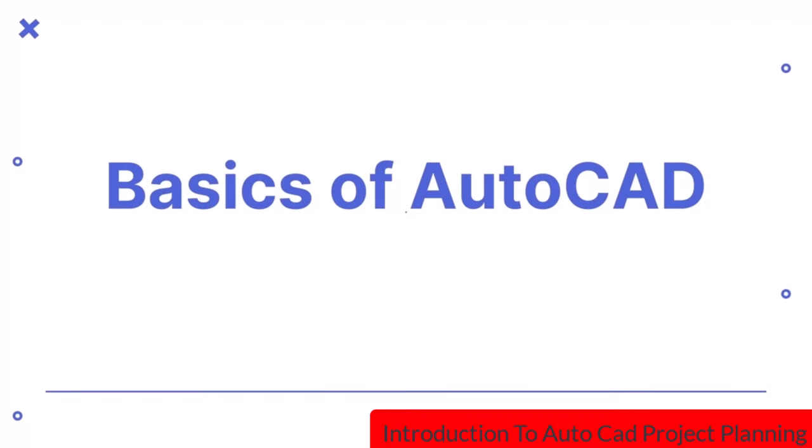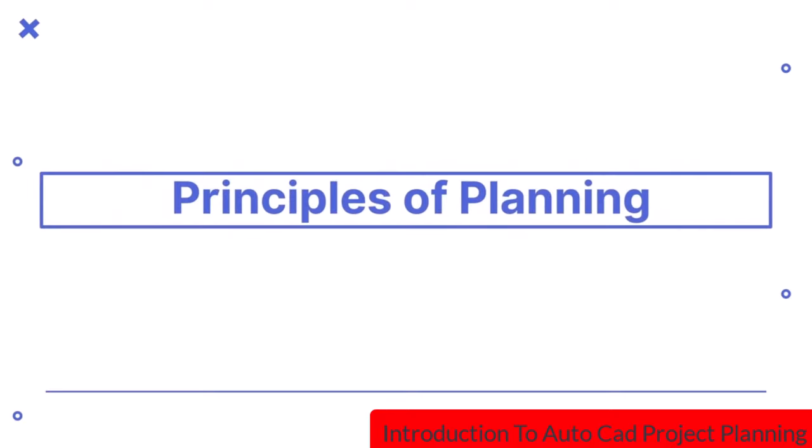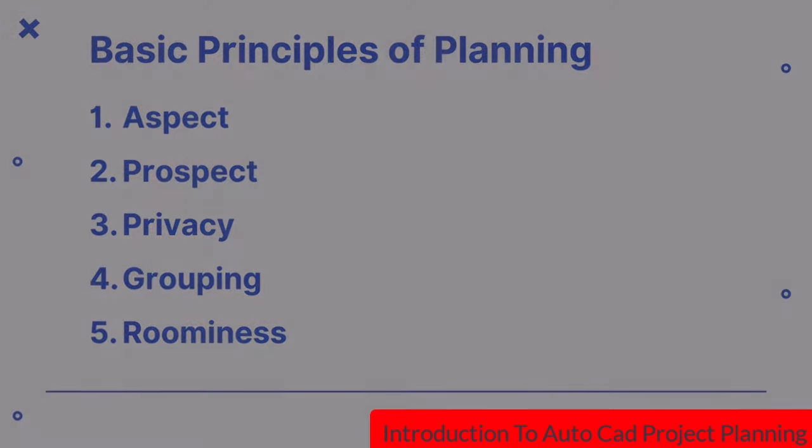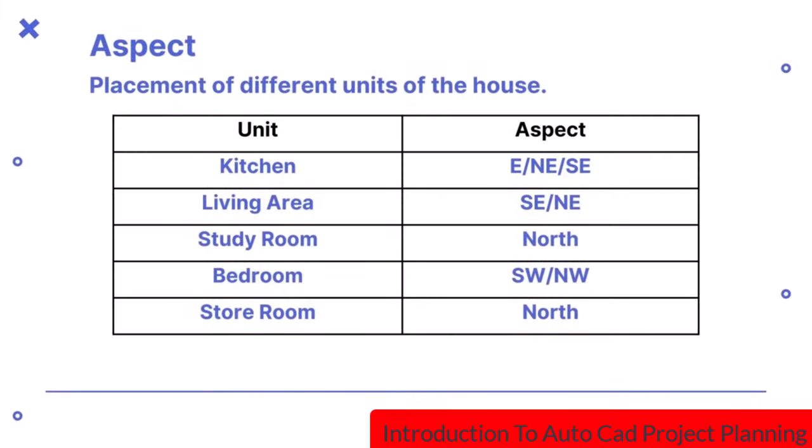Hello everyone. In this video, we will be learning about principles of planning. We will learn about aspect, prospect, privacy, grouping, and roominess. So the first principle is aspect.